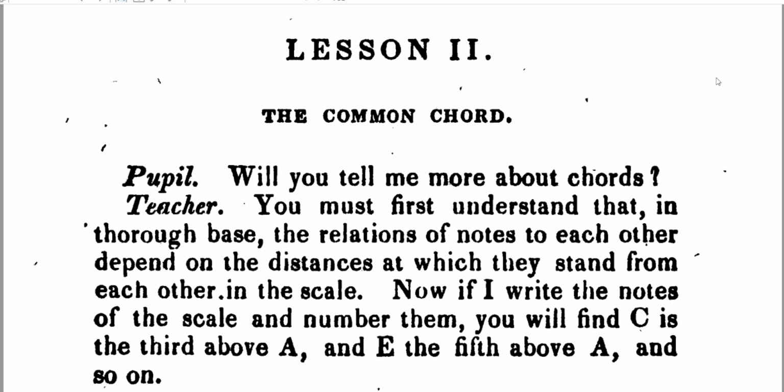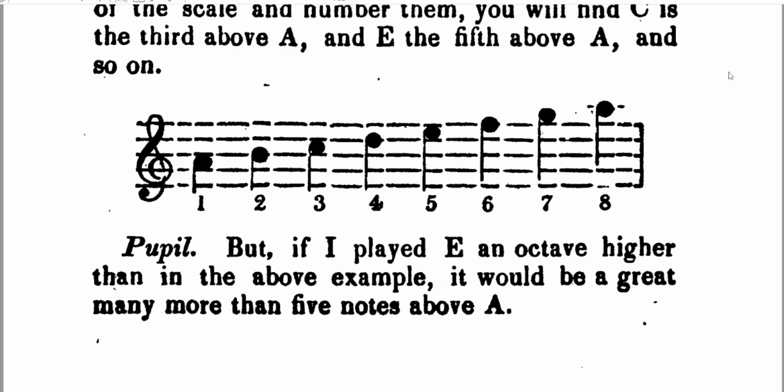And E is the fifth above A: B, C, D, E. 1, 2, 3, 4, 5, and so on. So A is 1, B is 2, C is 3, so here we have it.